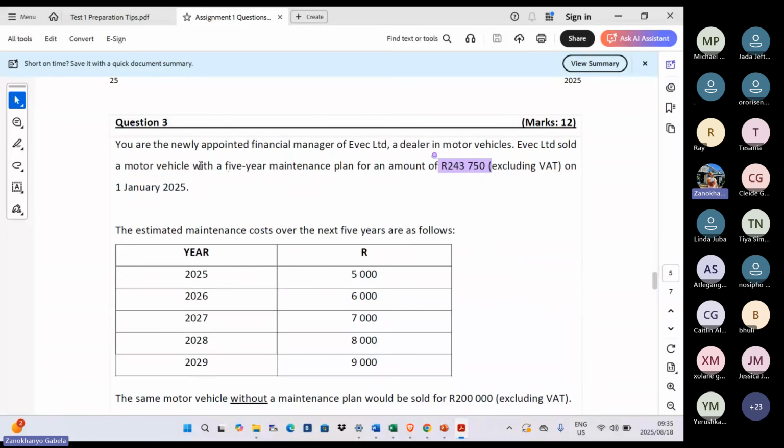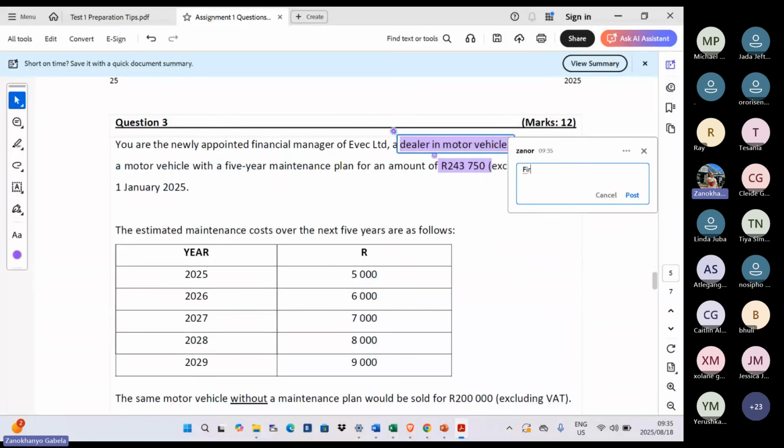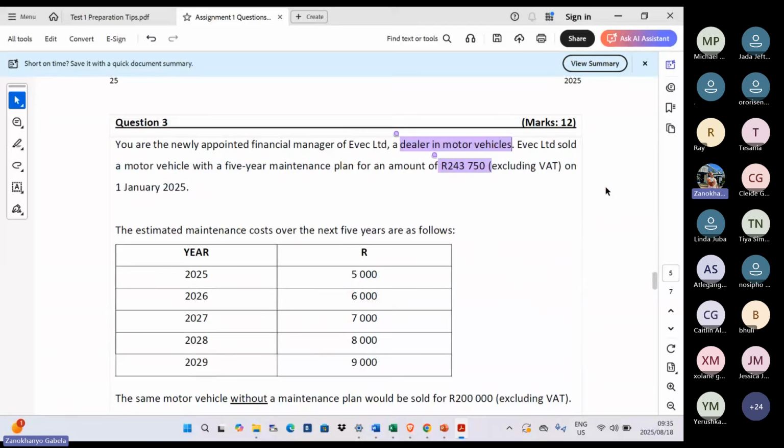Perfect. So I hope you can understand with me. We have 2 performance obligations here. This is the first one. I will write it down. Our first performance obligation. Why? It's because it's delivered at a point in time. The motor vehicle, we will give it to the customer on that date, 1st of January.